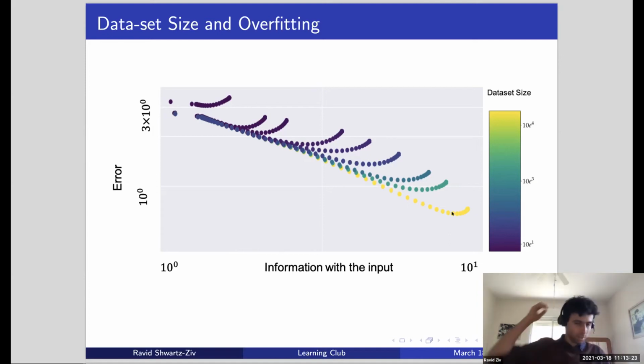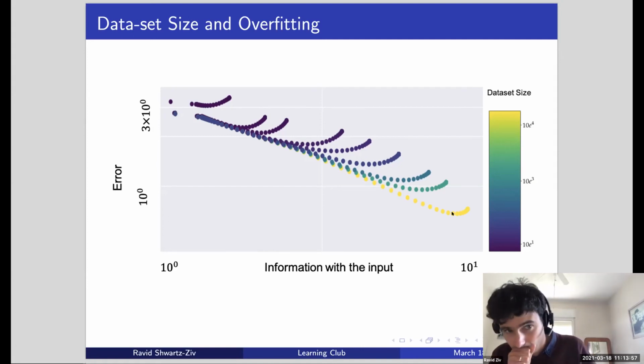Okay, so this is actually really cool, let's say empirical evidence for the generalization gap bound, that when you have a small number of examples, you will overfit if your information with the input is high. But when you have a lot of examples, you will not overfit if you increase the information with the input. Okay.